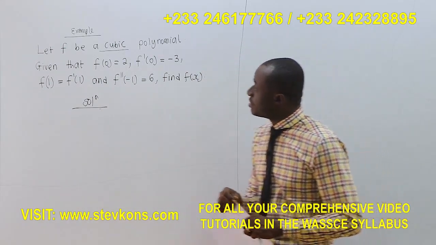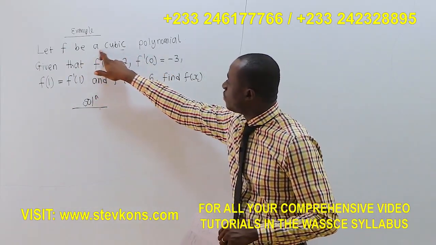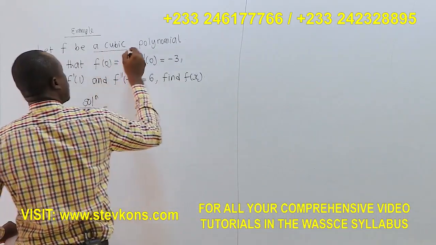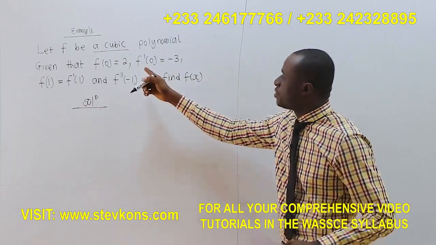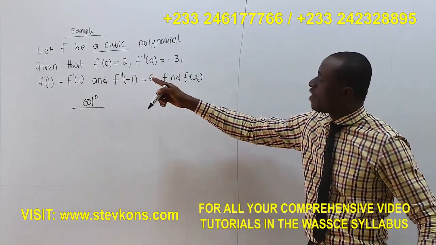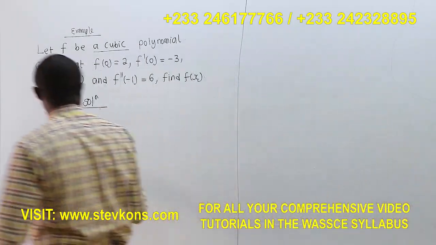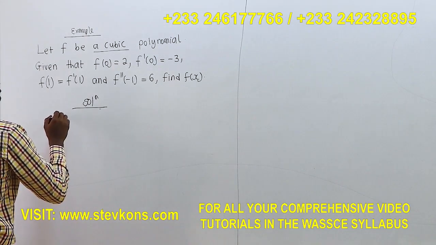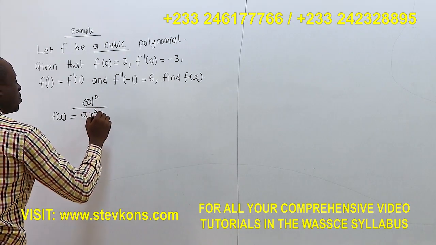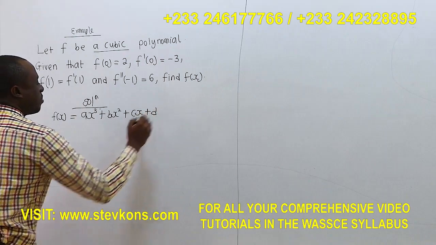Now, let's consider this example. Let f be a cubic polynomial. So very important, f is what? A cubic polynomial. Given that f of 0 is 2, f prime of 0 is negative 3, and f of 1 is f prime of 1, and f prime of negative 1 is equal to 6. Find f of x. Now, f of x is ax cubed plus bx squared plus cx plus d.